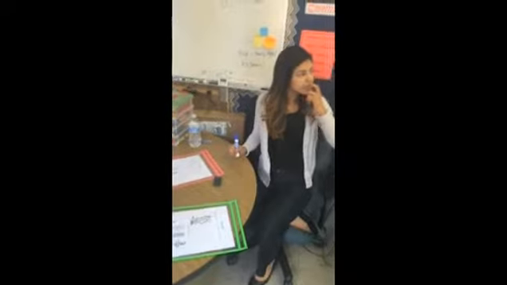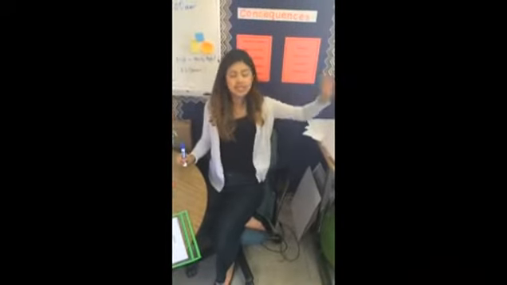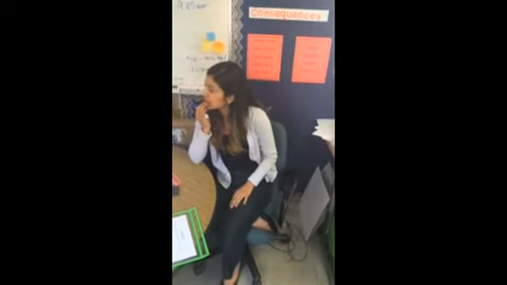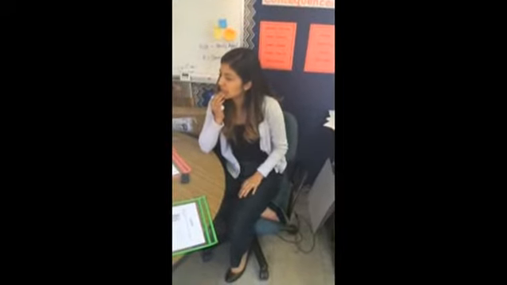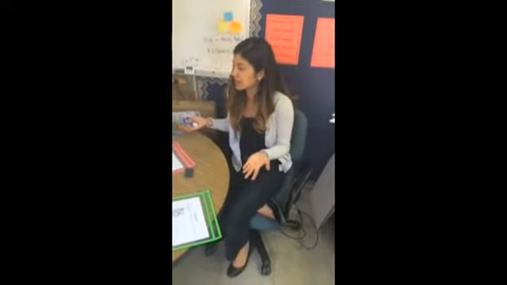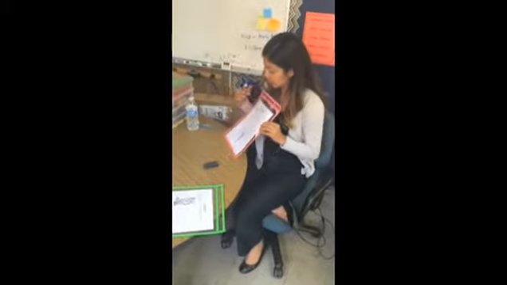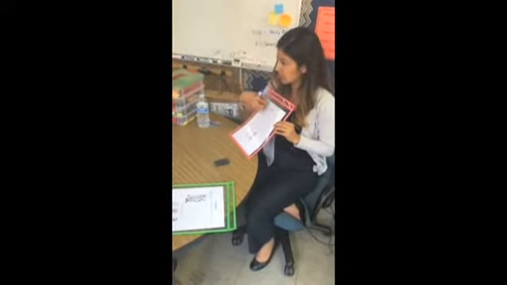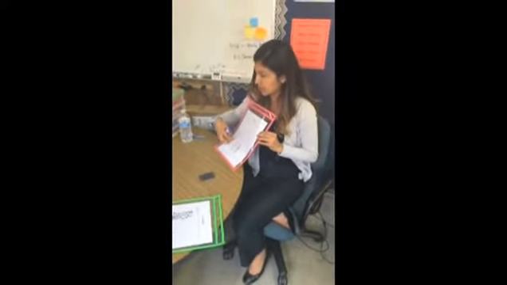I want to see, can you guys tell me how fractions and decimals are similar? How are they the same? I showed you the tenths model, right? Then I showed you the place value chart for the decimals. How are they the same?